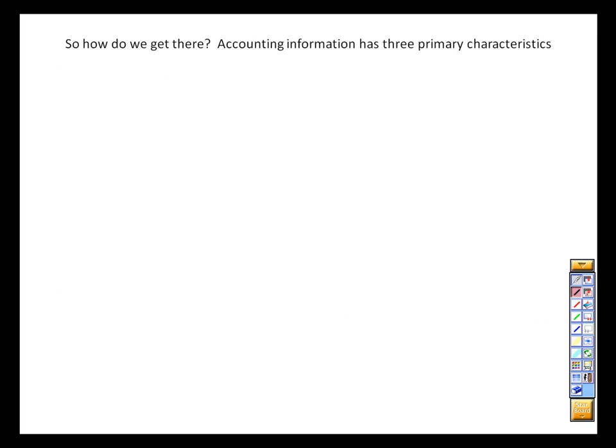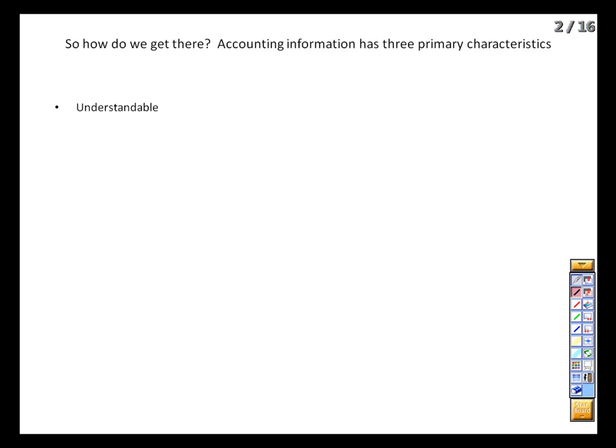Now, how do we get there? Well, accounting has 3 primary characteristics. That is, for information to be decision useful, it needs to meet these 3 criteria. First, the accounting information needs to be understandable. And this is a fantastic thing to talk about right up front, because when we say understandable, we don't mean understandable to just anyone. We saw this last class. Accounting information is meant to be understandable to people who know the rules of the game.